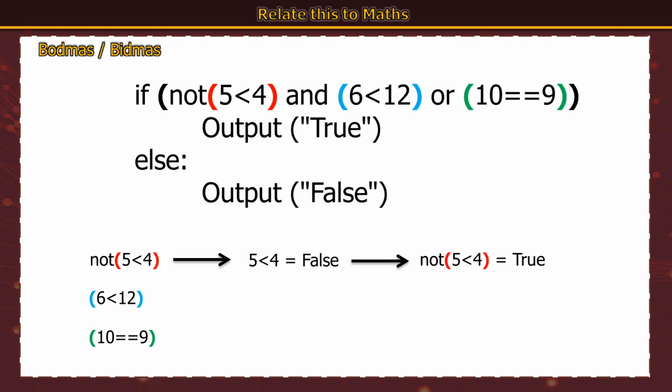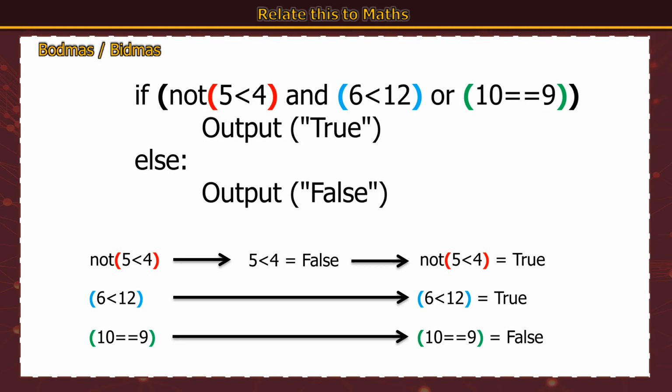So now I've got 6 is less than 12. Now we know that 6 is less than 12, so therefore that would output true. I've then got 10 equals 9. Now we know that 10 is not equal to 9, okay? So therefore that would be false. Let's substitute these back into the original problem and see if we can solve it.